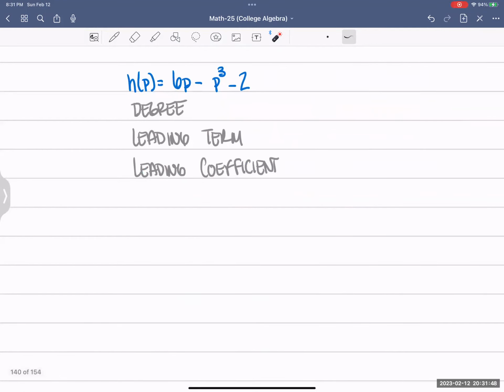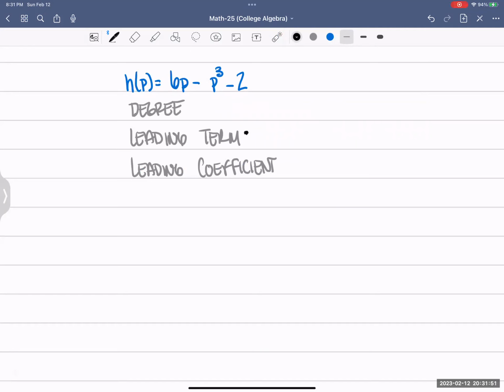h of p. For h of p, we're going to look for the leading term first, and that's going to help us out with the degree and also the leading coefficient. Next is 6p, so p to the power 1. All right, looks pretty good so far. p to the power 3, could we beat it? p to the power 0, so that one's out as well. It looks like p to the power 3 is going to be our leading term. Just kidding, we have that negative. That negative is definitely attached to the p to the power 3, so we have negative right there.